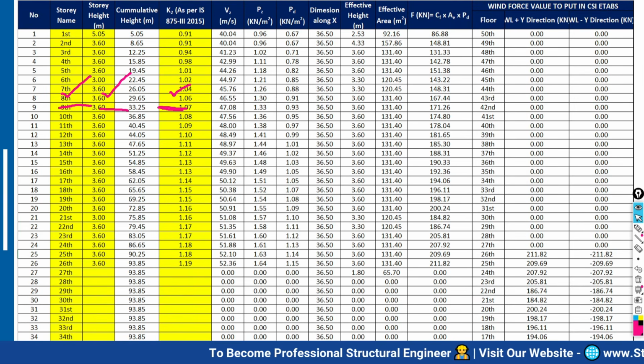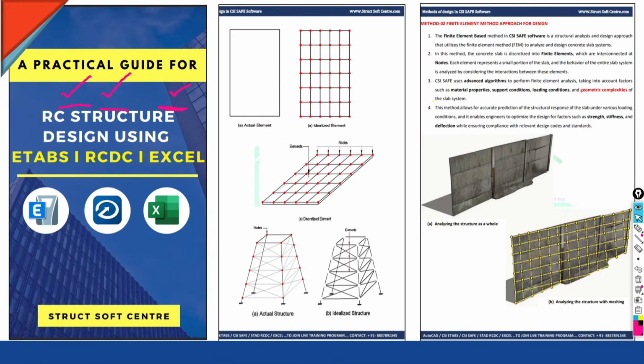This is the calculation for the wind load by the spreadsheet. After doing this calculation, we have to apply it in the software. Then what is the concept of meshing, what is the concept of finite element based analysis? Our ETABS software is going to work on the finite element based approach.